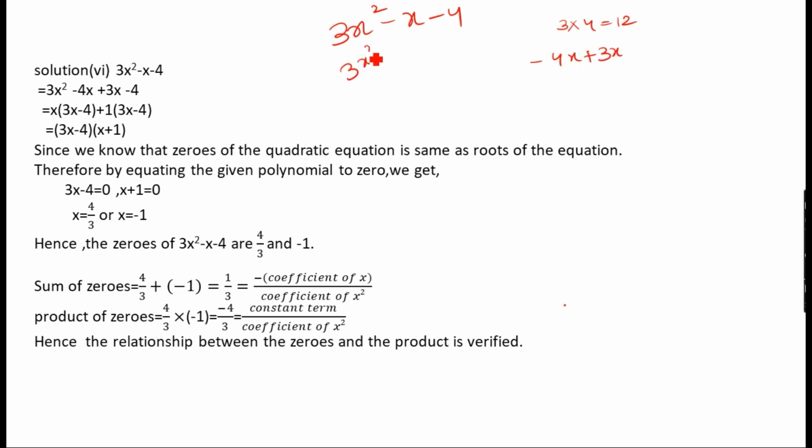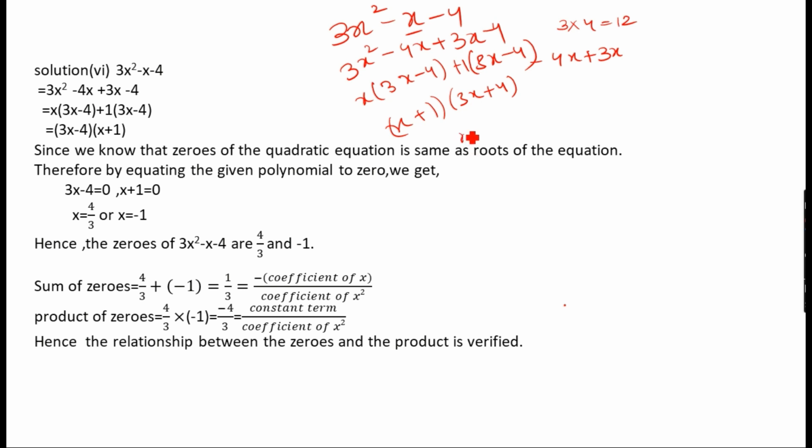Here we find the roots of the polynomial 3x square minus x minus 4. On taking x common from here, we get 3x minus 4 plus 1, that is (3x minus 4)(x plus 1). Therefore, the value of x is equal to minus 1 and 4 by 3.